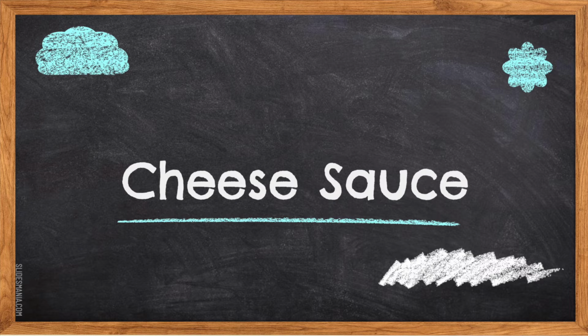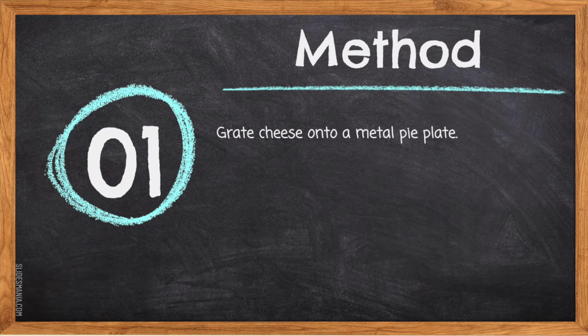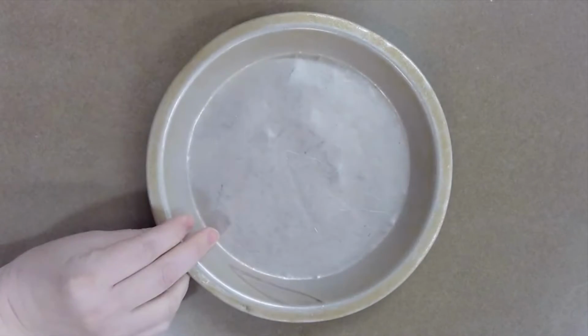Next, the method for the cheese sauce. Step 1. Grate cheese onto a metal pie plate. Now, the reason why we use a pie plate is to help protect our countertop from the grater pushing around as you grate the cheese.